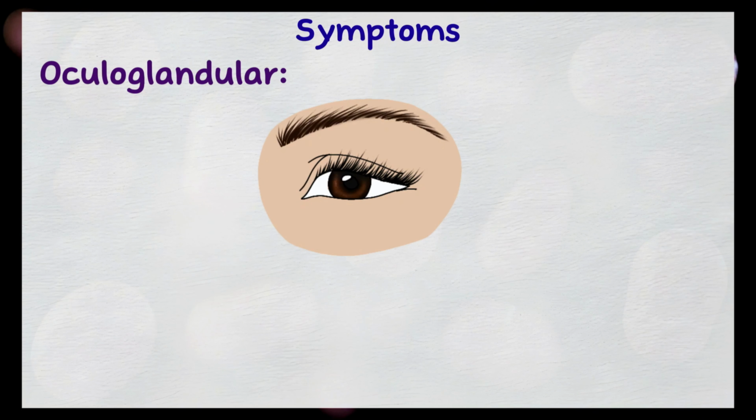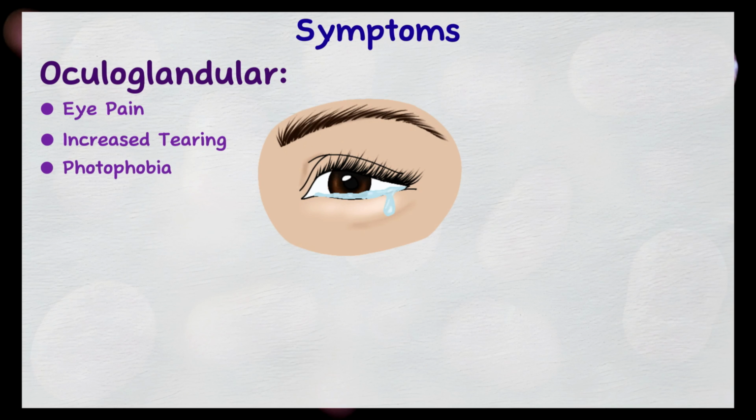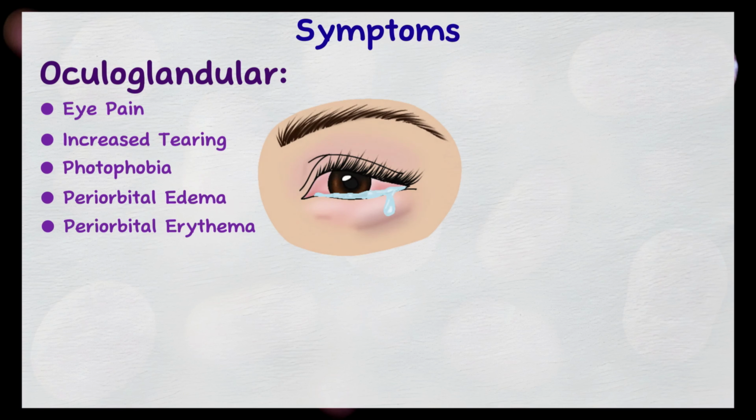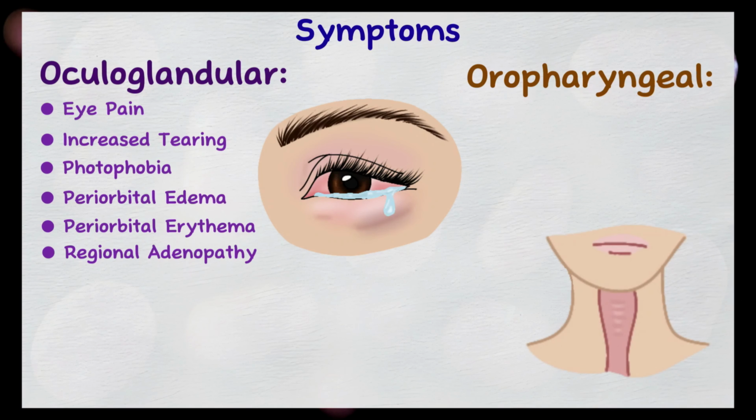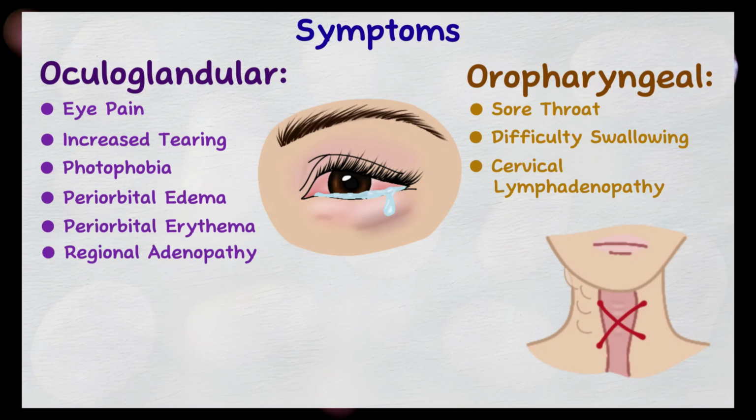In the oculoglandular form, symptoms include eye pain, increased tearing, photophobia, sensitivity to light, periorbital edema, swelling around the eyes, periorbital erythema, redness around the eyes, and regional adenopathy. For the oropharyngeal form, symptoms consist of a sore throat, difficulty swallowing, and cervical lymphadenopathy.